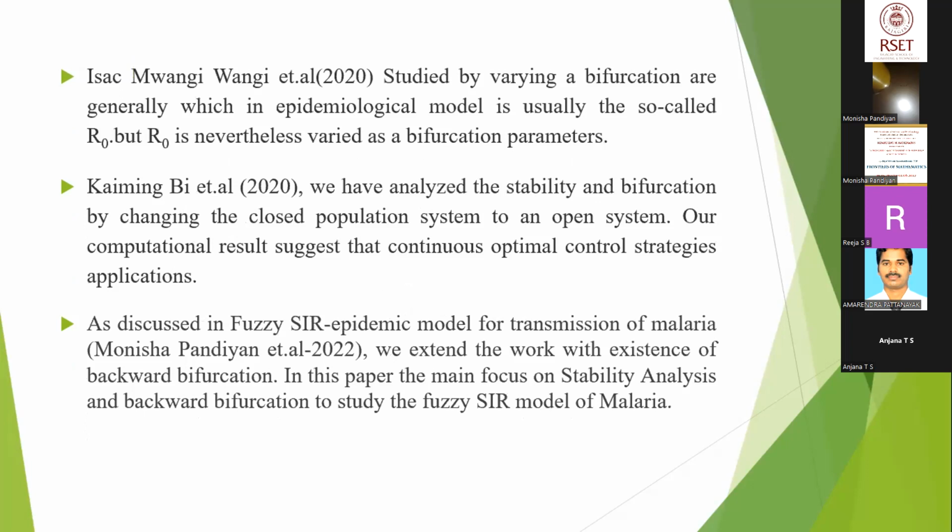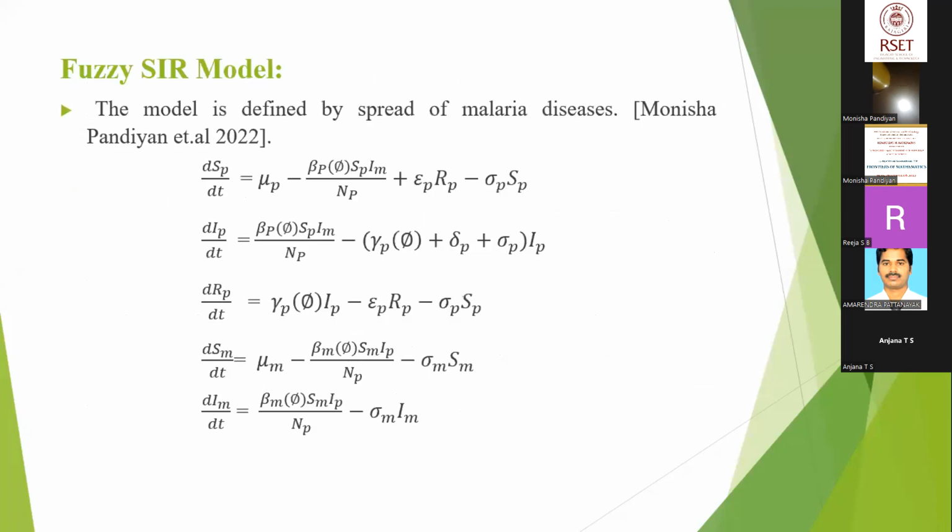So in 2020, Kaiming B et al. studied stability and backward bifurcation by changing the population system to an open population system. Computational results suggest continuous optimal control. So in this paper, we use stability analysis and backward bifurcation to study the fuzzy SIR model. So for the next one, the fuzzy SIR model.